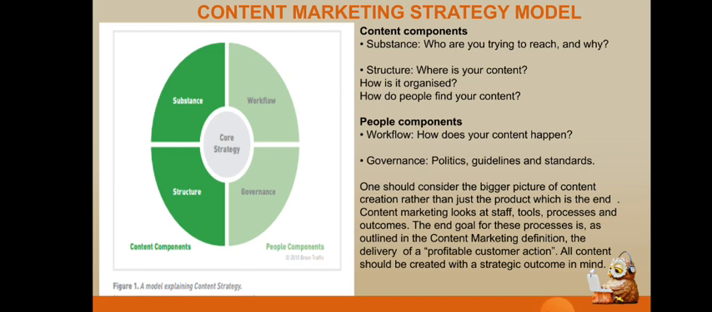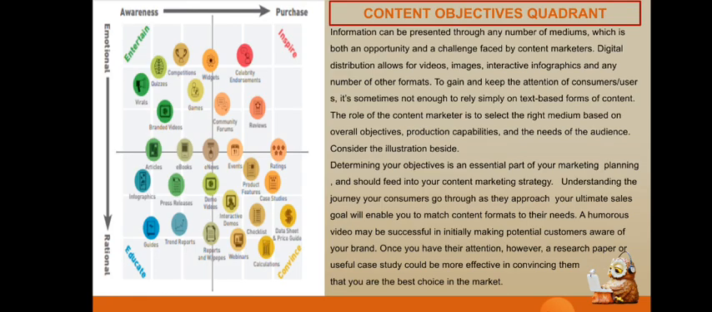From there, we are going to look at the content objective quadrant. Like I said before, objective refers to the purpose, the mission. What are you trying to achieve? Now, a quadrant is a circle divided into four parts. Okay, quadrant stands for four parts. Now, let's look at the picture beside us. In the picture, we see the objective of every content marketer.